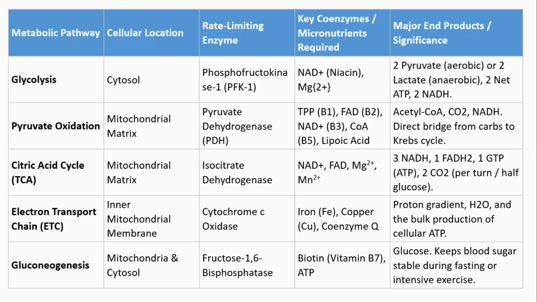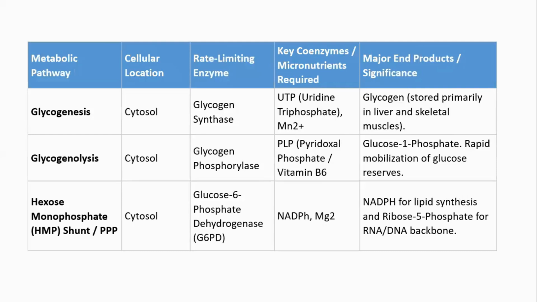During fasting, gluconeogenesis helps maintain blood glucose level by making glucose from non-carbohydrate sources. So when glucose is abundant, glycogenesis stores it as glycogen in liver and muscle. When energy is needed, glycogenolysis breaks glycogen back into glucose for quick use.